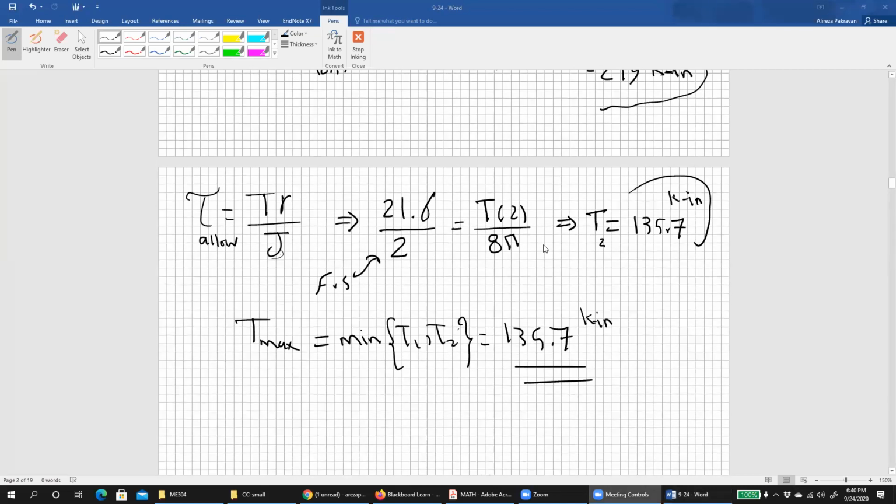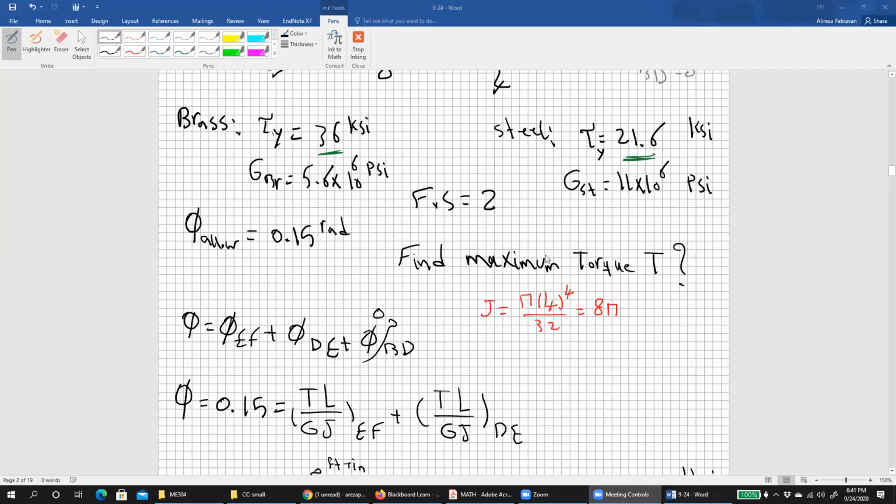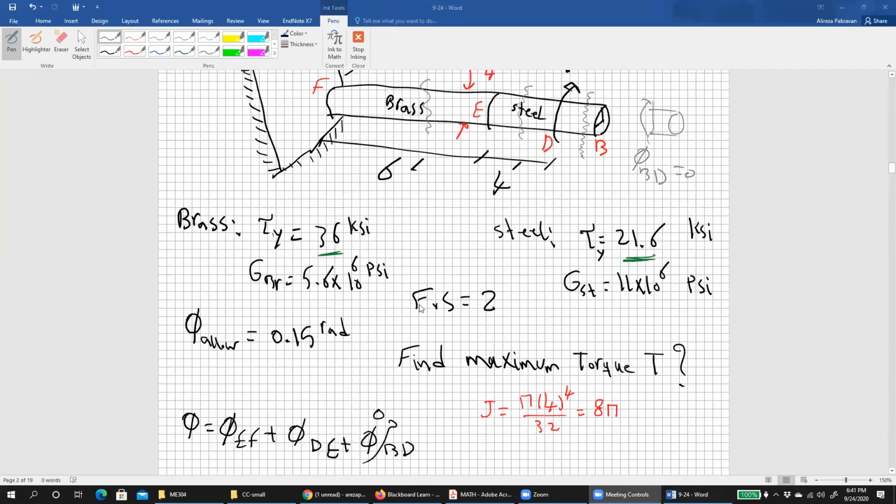Did you say the factor of safety was 21.6 or 21.6 divided by 2? Yeah, the factor of safety is 2. Oh, it's 2. Okay. Yeah, sigma allowable is tau y divided by 2, right? Yeah.